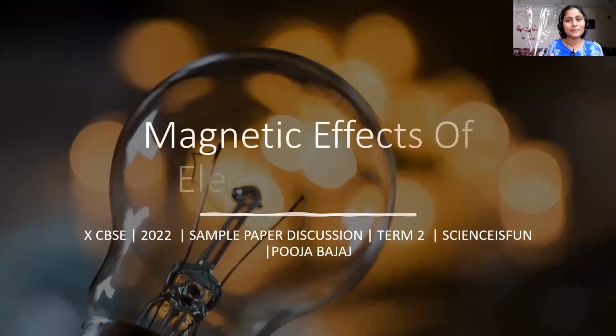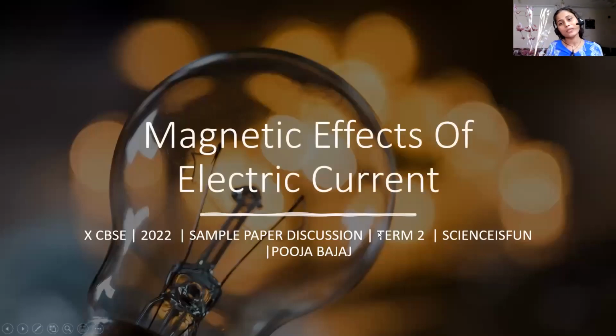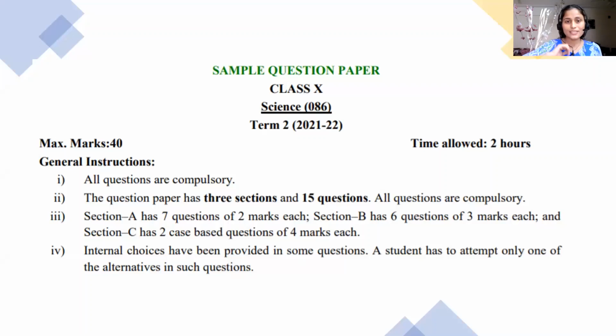In this video, I'll be discussing the sample paper for term 2 for CBSE class 10th. The topic for discussion here will be magnetic effects of electric current. There are a couple of questions included in the sample paper on this topic. So let's quickly discuss. Before we go ahead, let's discuss the general instructions.